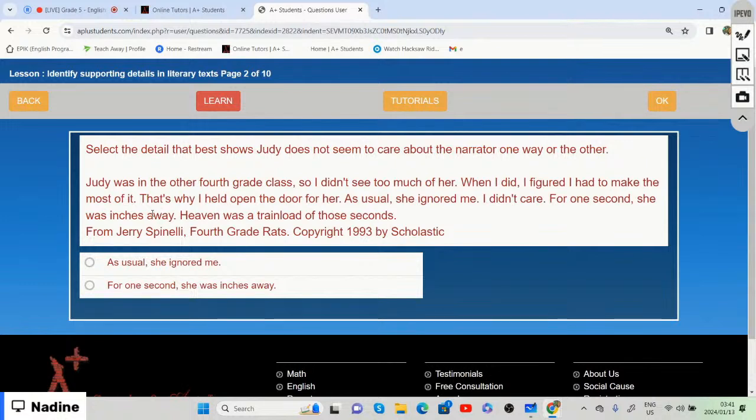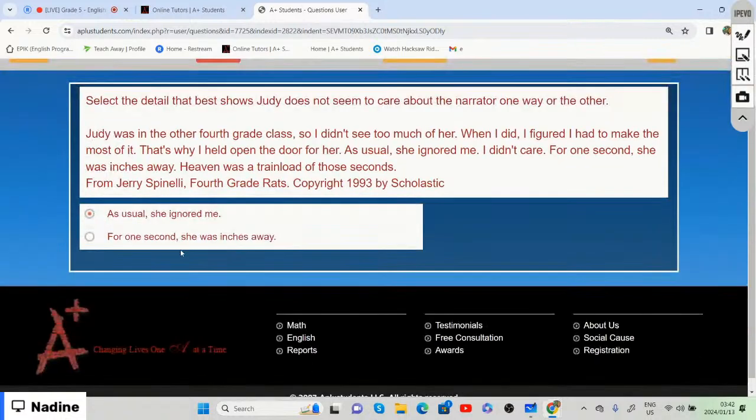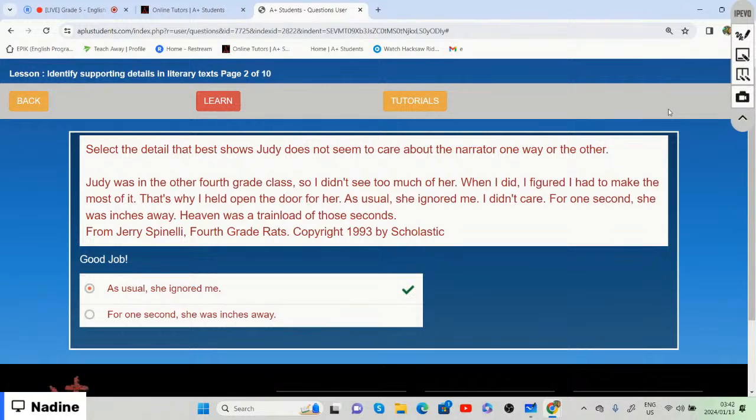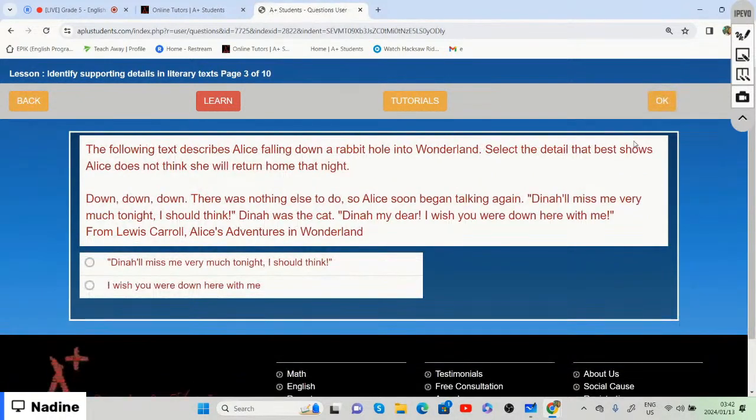So now we need to select the detail that best shows Judy does not seem to care about the narrator one way or the other. If we look at the two options, the first one says, as usual, she ignored me, or for one second, she was inches away. Let's go with the ignoring. All right, so she ignored him, right?